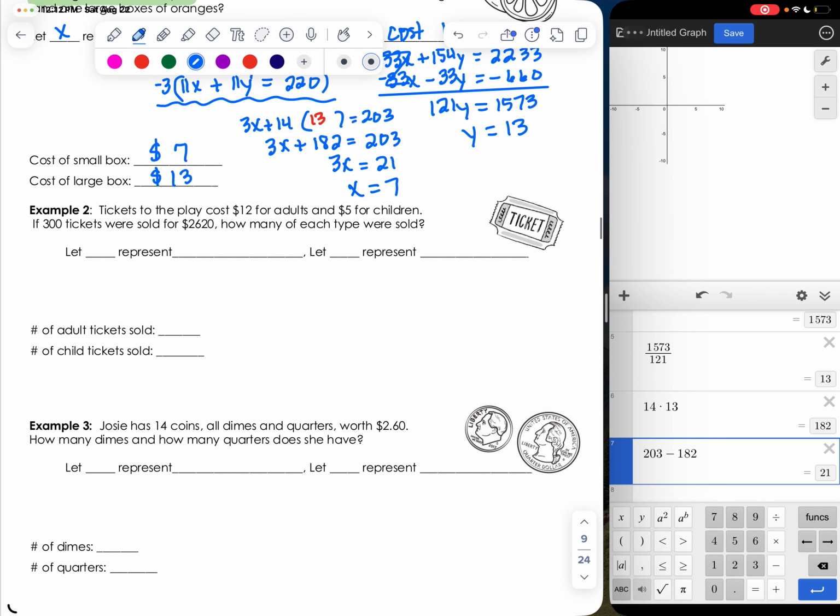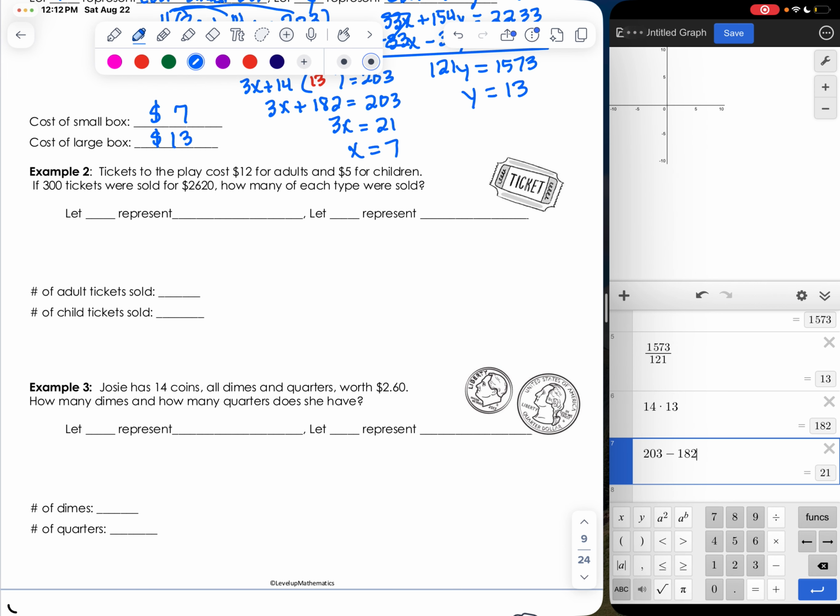All right, example 2. Tickets to a play cost $12 for adults and $5 for children. If 300 tickets were sold for $2,620, how many of each type were sold? So in this problem, our unknowns are the number of adult tickets and the number of child tickets. So I'm going to let X represent the number of adult tickets sold, and I'm going to let Y equal the number of child tickets that were sold.